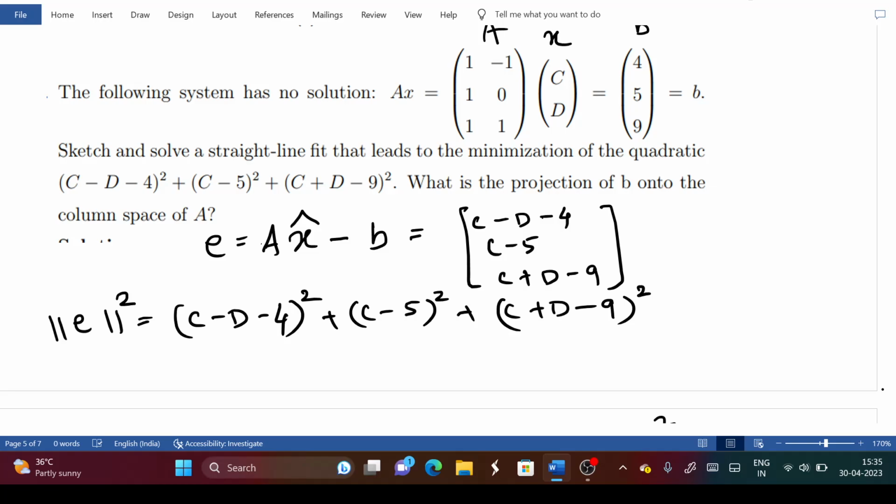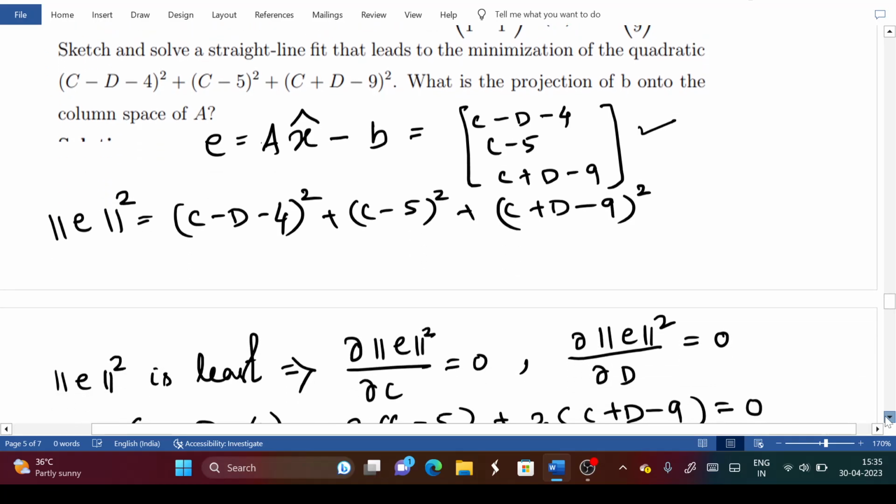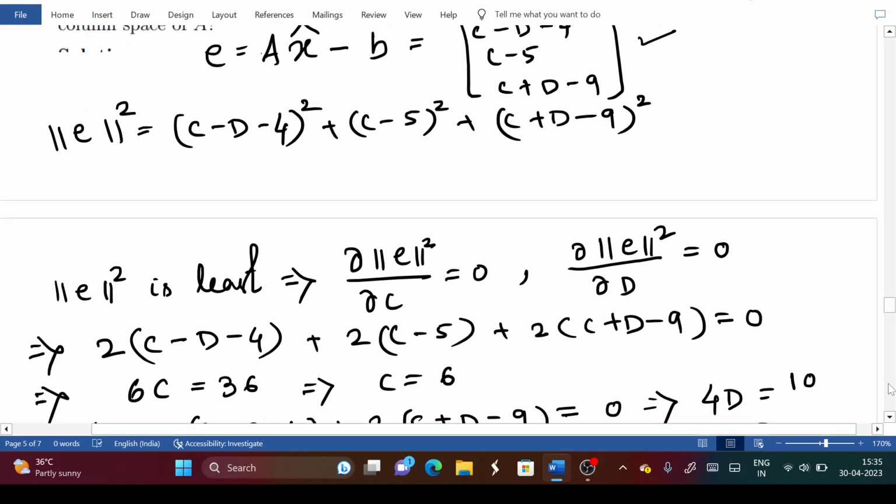Now Ax cap minus B is equal to the error. So this vector I have multiplied: the first column vector is multiplied with C, the second column is multiplied with D, and this B vector is taken to that side. Finally we got C minus D minus 4, C minus 5, and C plus D minus 9. This is our error vector. If this is the error vector, what is the square of the length of the error? It is the sum of each component's square. Now for what values of C and D will it be least, that is to be obtained.